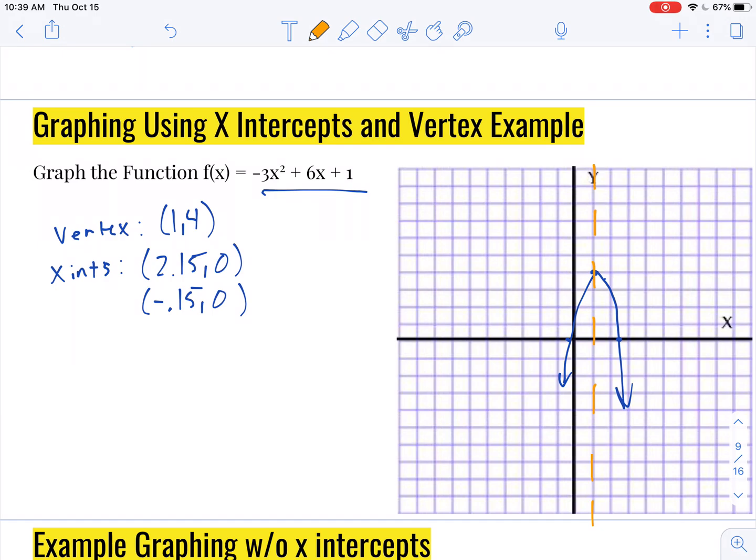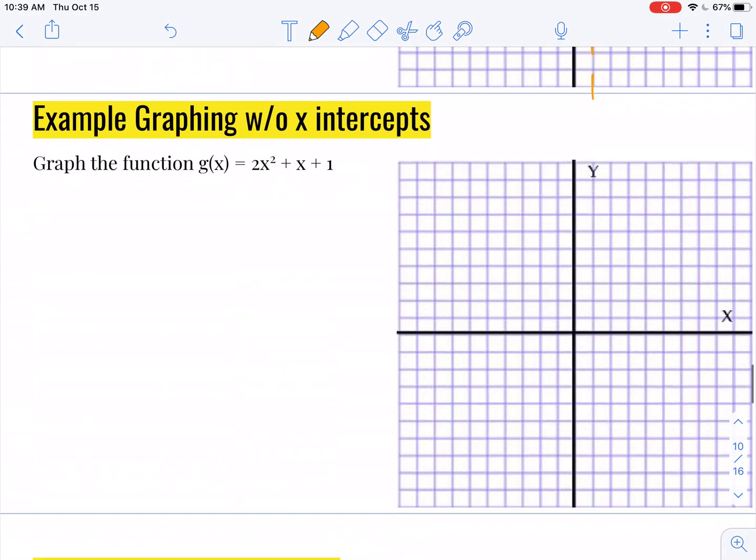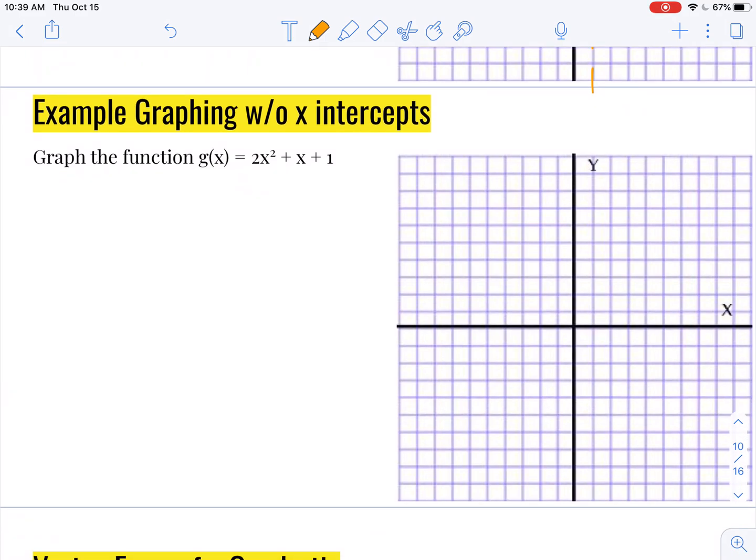They are both 1.15 x values away from the x value of my vertex, which means that they are equidistant from that axis of symmetry, which is very important for my x-intercepts here. So that looks good to me. So I've got a pretty solid graph here. I did a quick mental check, and I even drew my axis of symmetry just to make sure it lined up fairly well. All right, let's say that we were going to graph without x-intercepts.